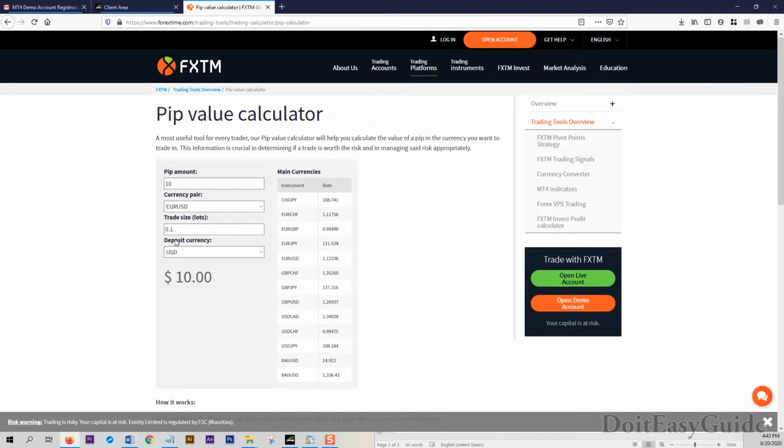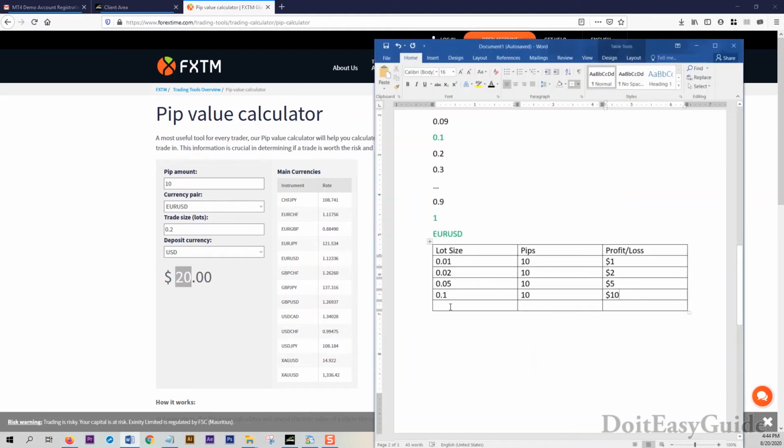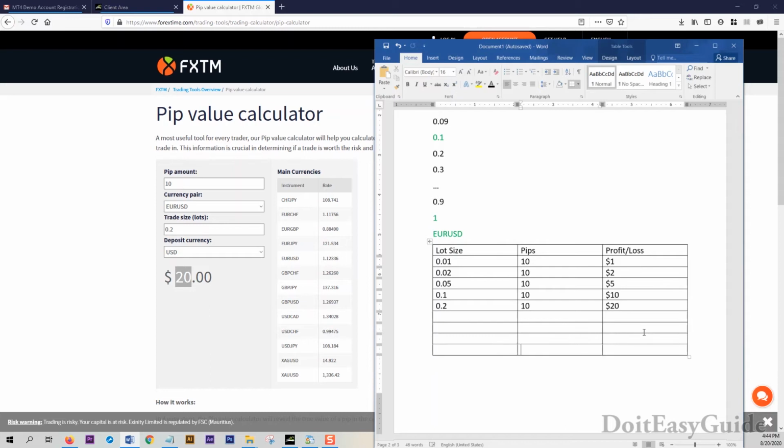Now what happens if you increase your lot size further to 0.2? That means if you place a trade with 0.2 and your target is 10 pips, you are taking $20 profit. And at the same time, if you take a loss, you will lose $20.